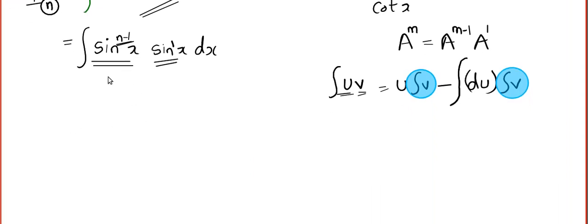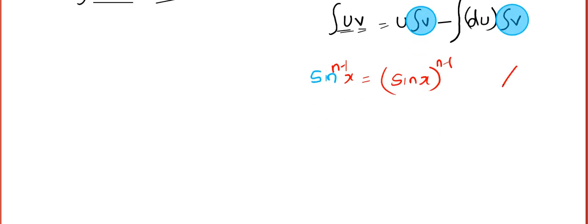Okay. Now, before we start, I have to discuss one more small thing. That is the derivative of sine to the power n minus 1 x. Now look at this. Sine to the power n minus 1 x is actually sine x the whole power n minus 1. And basically it looks like x to the power n minus 1. So we apply the chain rule here.